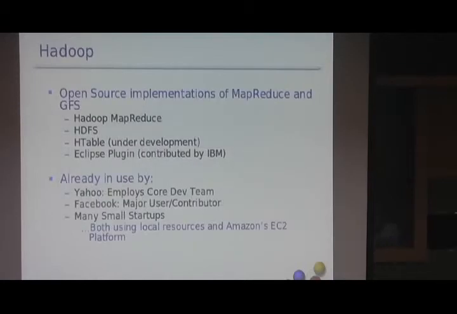So what is Hadoop then? Hadoop, as I mentioned, is the open source implementation of these programming models. They use different names at some point, so let me cover the mapping between what Google calls things and what Hadoop calls things. So instead of MapReduce, they call it Hadoop MapReduce. And instead of the GFS, which stands for Google File System, they call it Hadoop Distributed File System. Functionally, they're the same. HTable is their implementation of Bigtable.